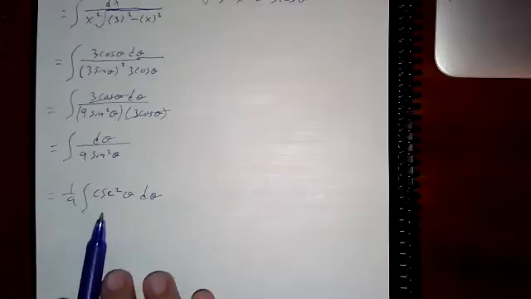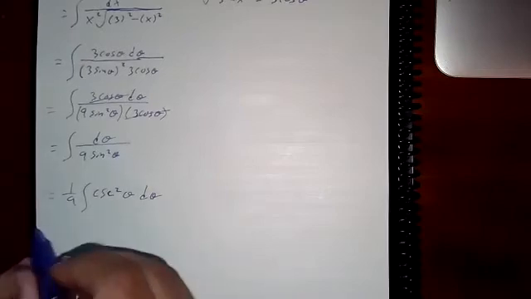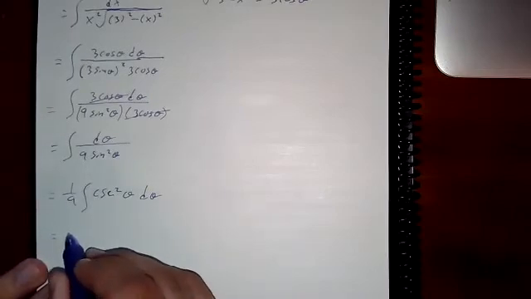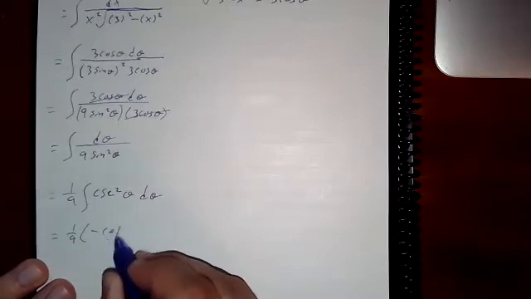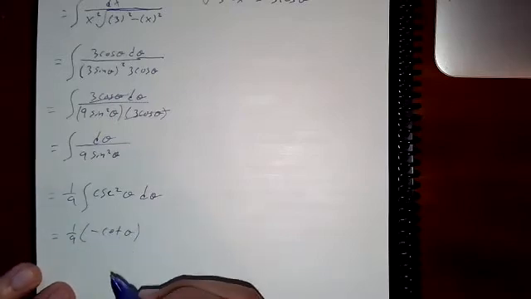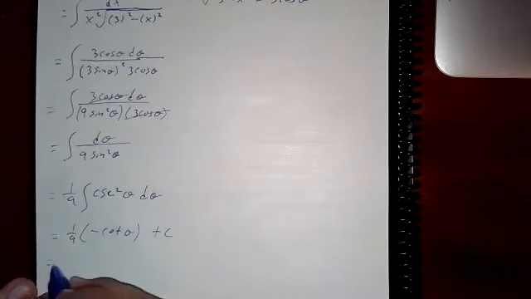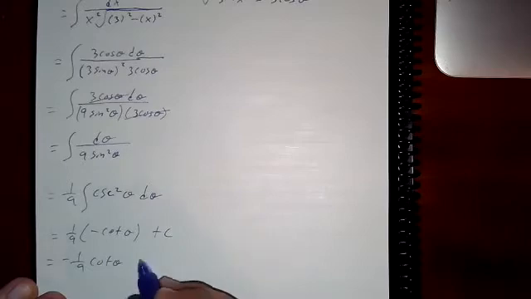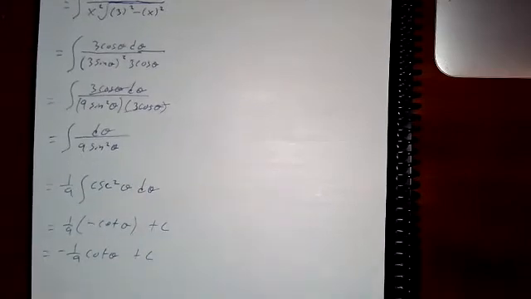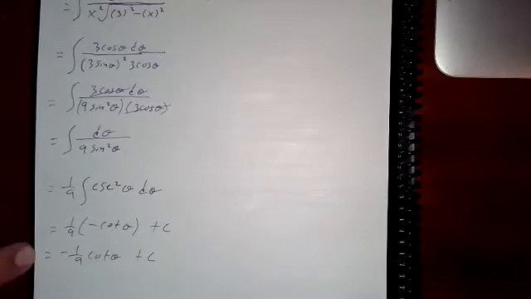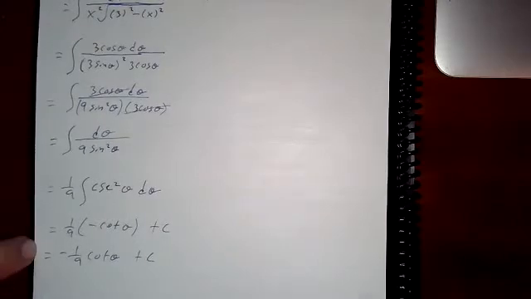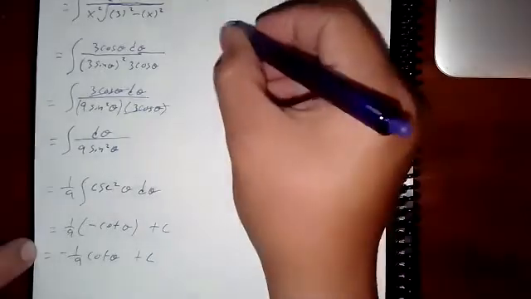Right, this is one of the ones you should know. This is going to be 1/9 times negative cotangent theta plus c. But just like when we did u sub, we need to go back to x. We're currently in theta, which is a problem. So we need to get back to x.